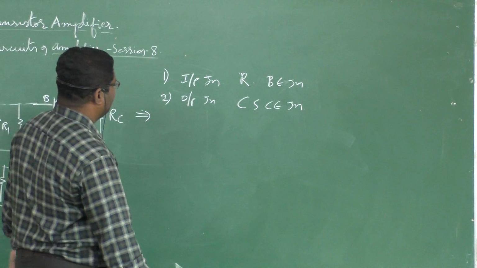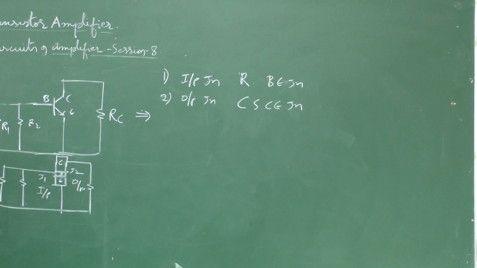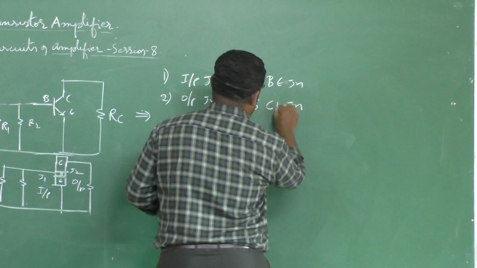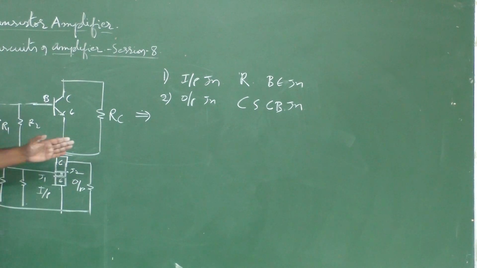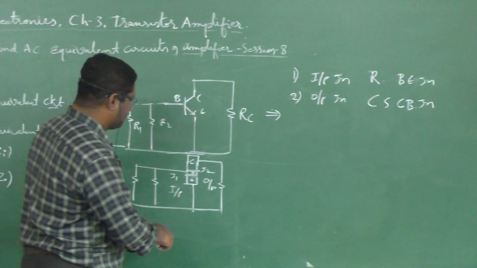So collector output junction is the constant current source, and the collector and base junction. This is not C, this is C, the collector and base junction. Please rectify this. This is the output junction and the input junction. Okay, this transistor circuit is written like this, and then how this has to be transformed.